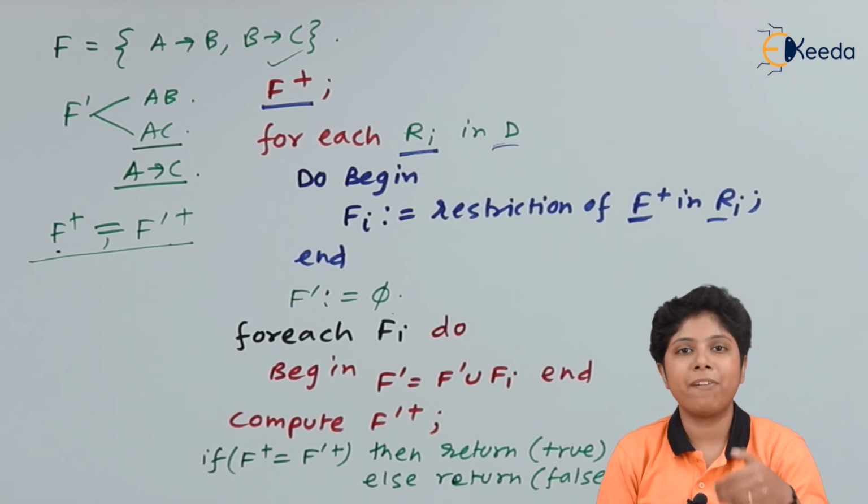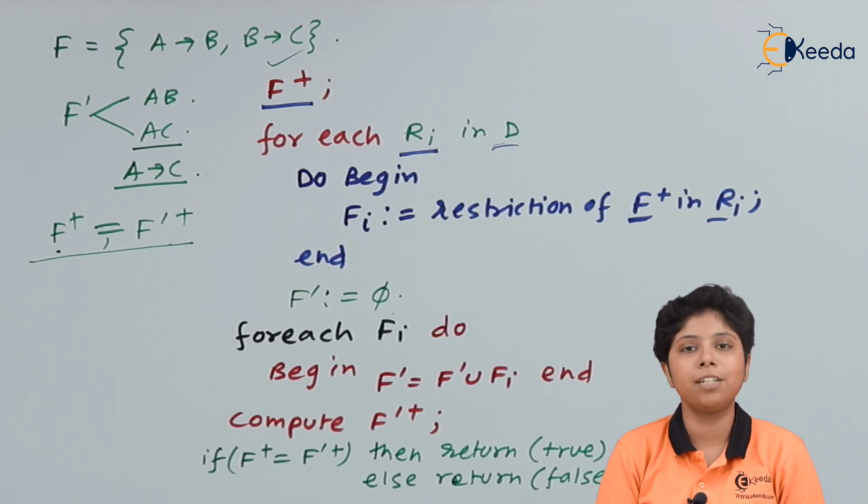But it is very expensive and large to compute the closure of the decomposed relation. So is there any other way to check for dependency preserving other than calculating the closure of that relation? Yes, we can also check for dependency preservation in decomposition without calculating the closure. Here we will use the attribute set to check the preservation.